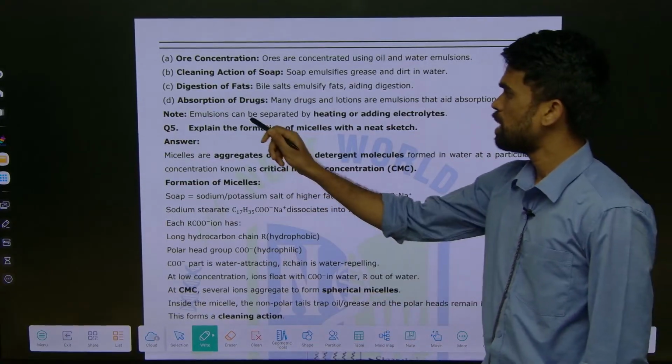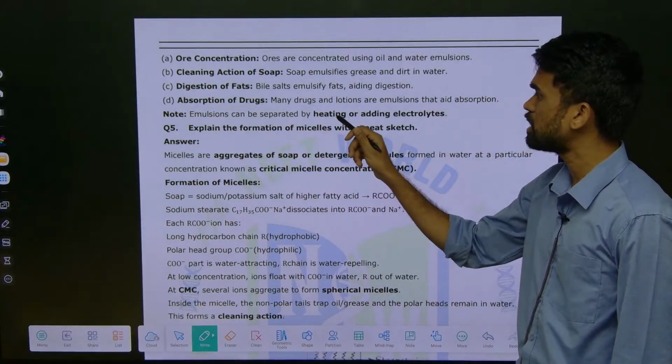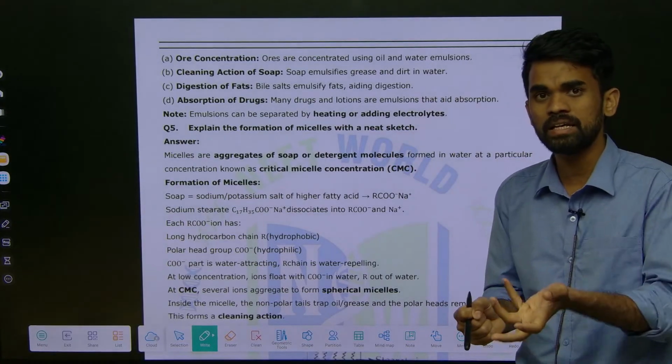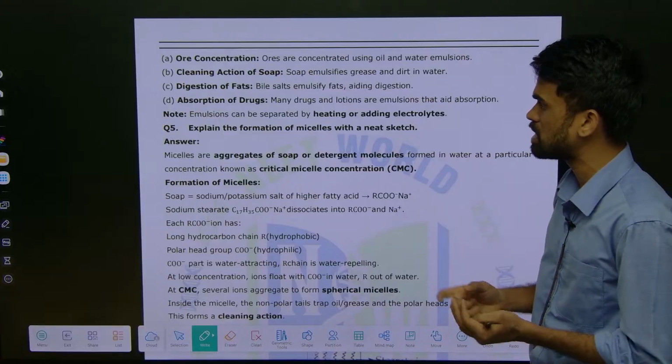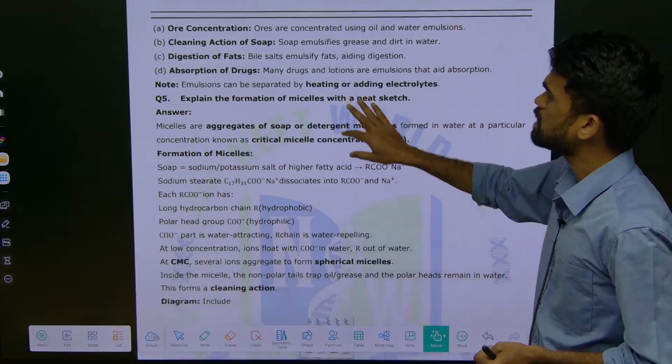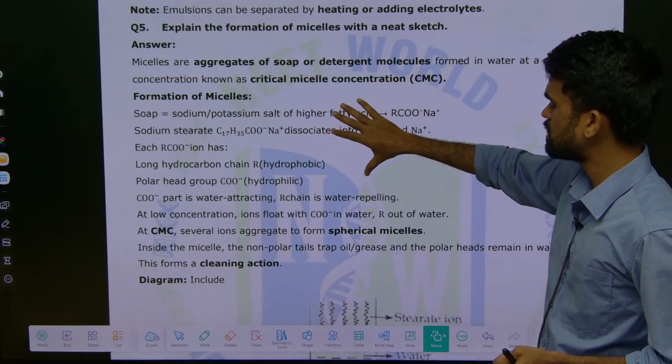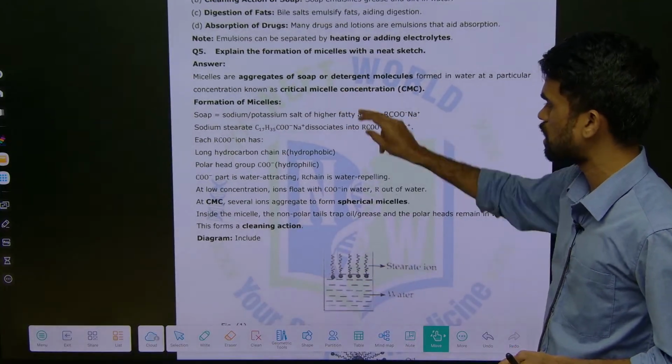Note, emulsions can be separated by heating or adding electrolytes. So how can we separate emulsions? By heating or by adding some electrolytes we can separate them. Now explain the formation of micelles, with a neat sketch. You need to show the diagram also.